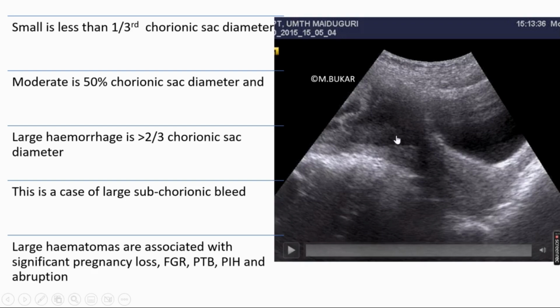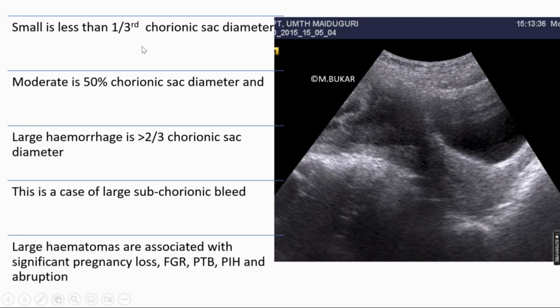This is the video of the subchorionic hemorrhage. Here is the bladder, the vagina, the cervix, and the uterine cavity.